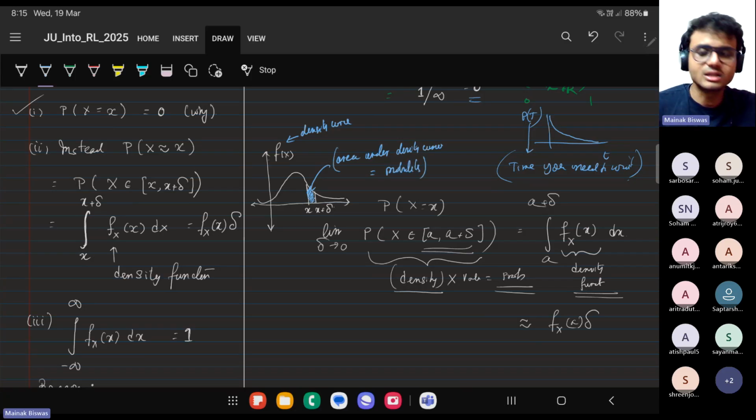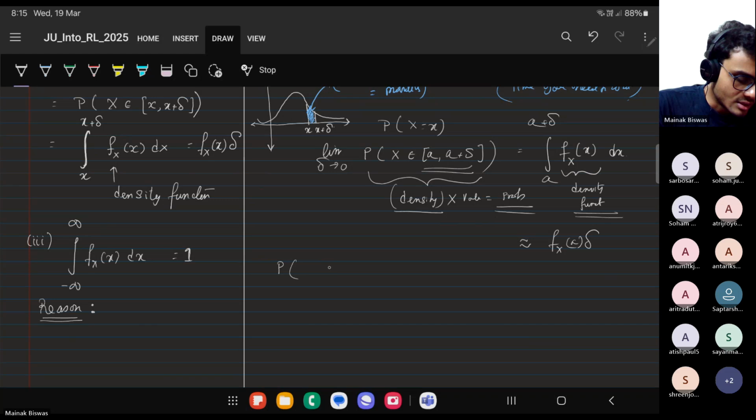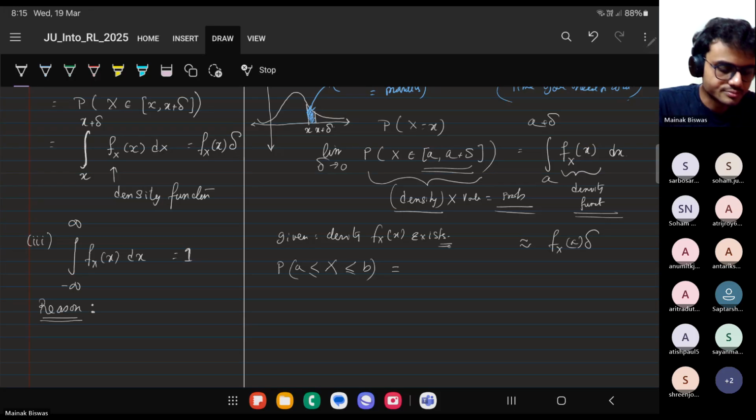I hope I could make it clear. Is it clear to everyone? So if it is clear, I have a question for you. Tell me what would be the probability of a random variable being between two values, x between a and b, given the density f of x exists. Any questions? Any idea how to do it?